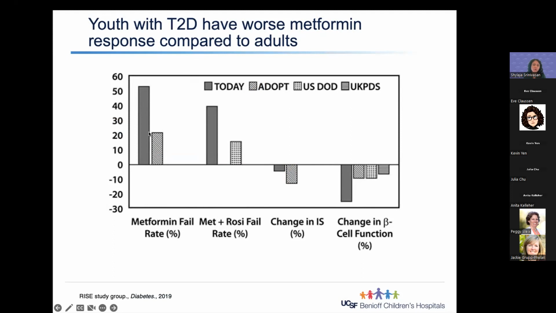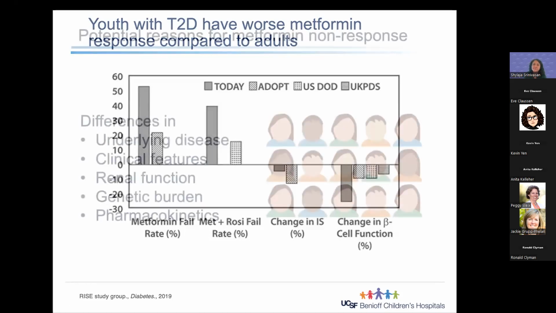And so for metformin, failure rates are higher in TODAY compared to adults. Metformin plus rosiglitazone failure rates were higher. Children had less improvement in insulin sensitivity, as well as a greater decline in beta cell function compared to adults.